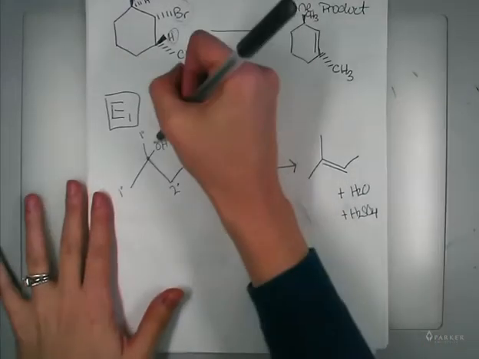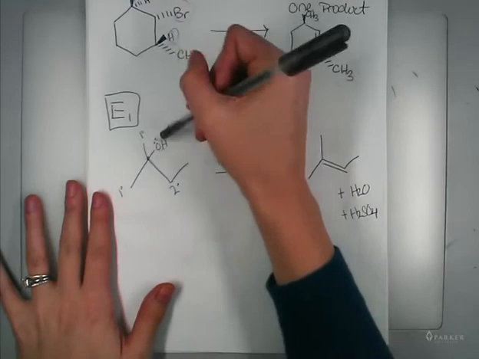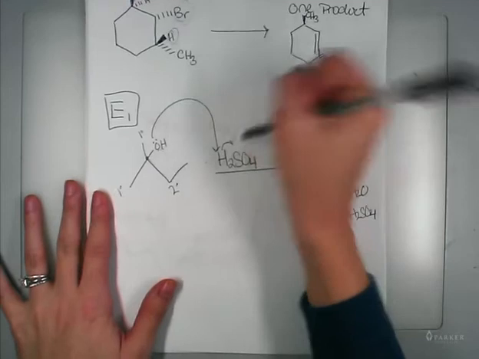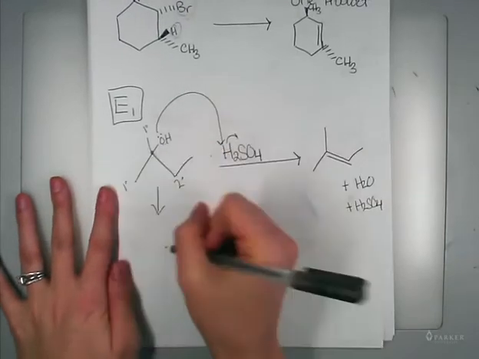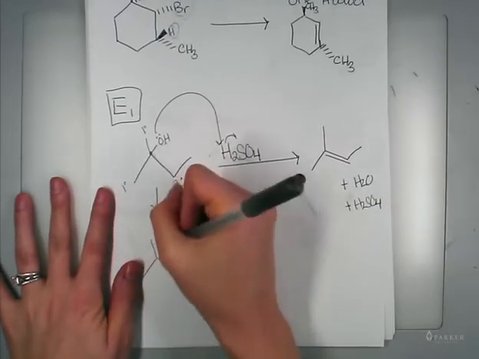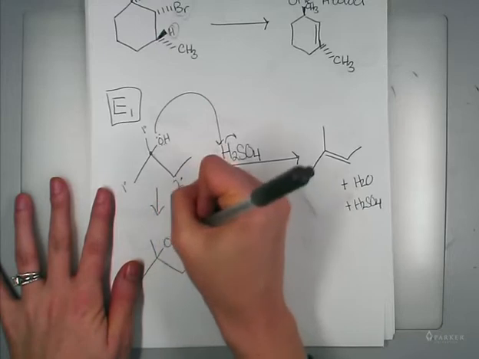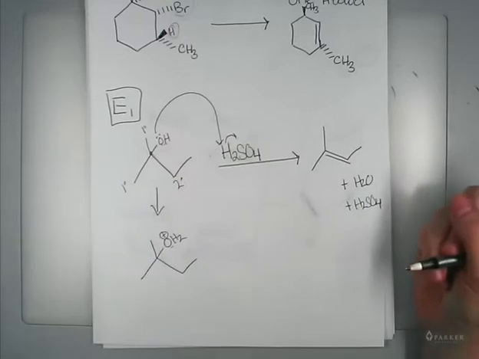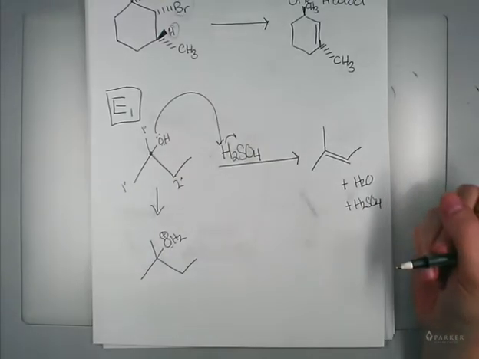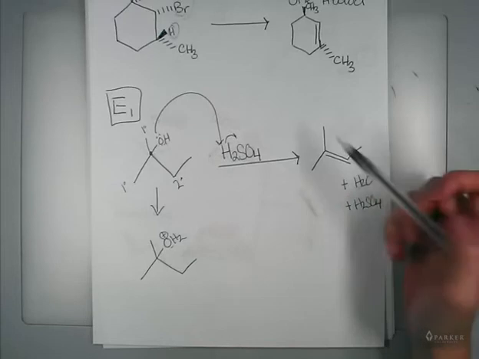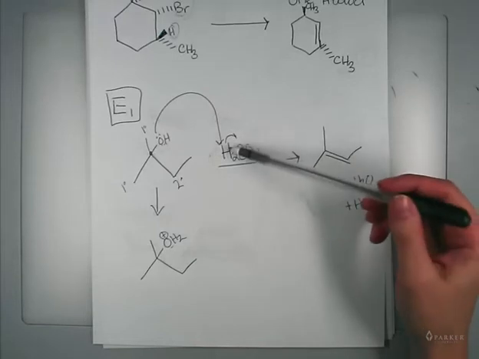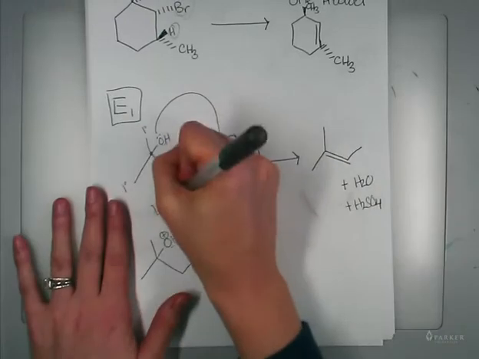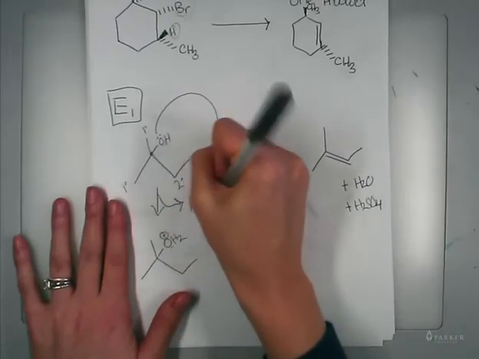Okay, so what's going to happen? This OH is going to do what? It's going to take one of the hydrogens. So this is no longer H2SO4. What is it? HSO4. And what do you suppose the charge is? Negative.